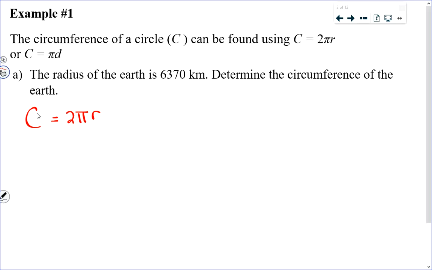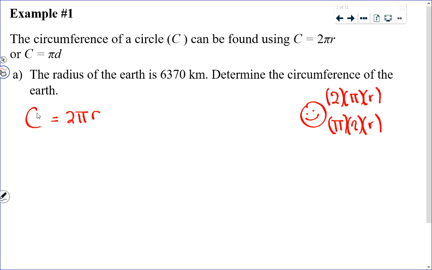Now, if you want, you could take that 2 multiplied by pi multiplied by r, and you can switch the orders of these things. I could say pi multiplied by 2 multiplied by r. The order in which you multiply things together doesn't change the result.